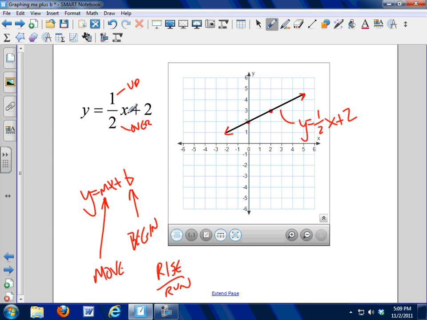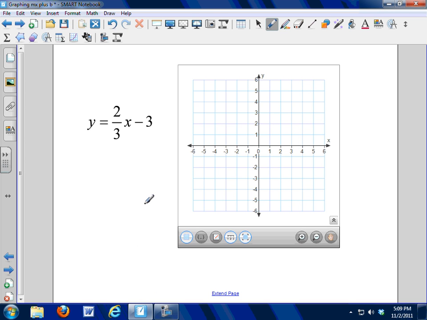Okay, we're pretending that's not there. Y equals 1/2 x plus 2, and we're done. Okay, so we're just going to work through a couple examples like this. I'm going to probably leave one or so for you to do. Here's my m. That's how we're going to move. There's my b, that's my beginning.